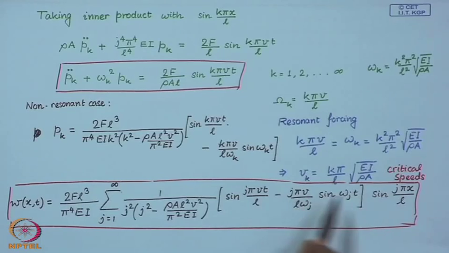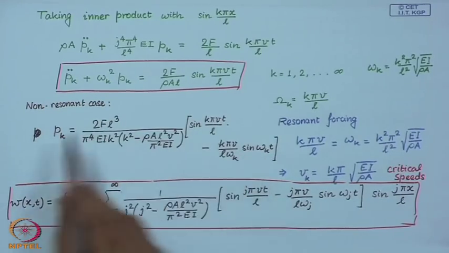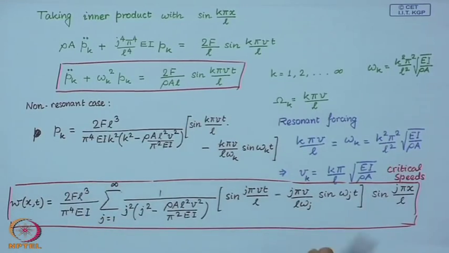So, if you have a force travelling at a critical speed, in that case the solution of this gets modified, which can be easily written out, and we have studied this case for the string.